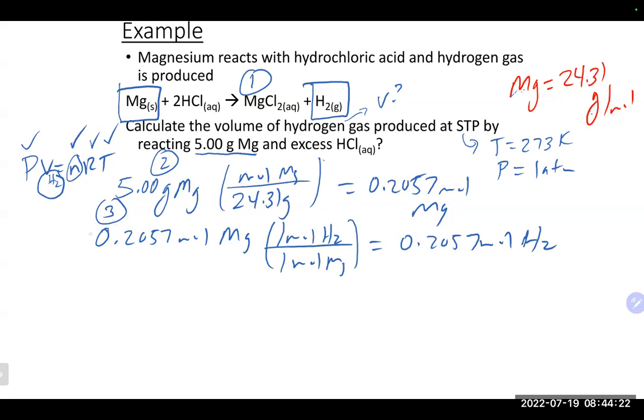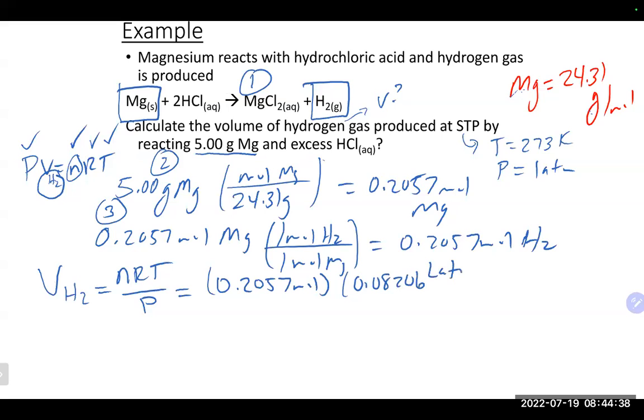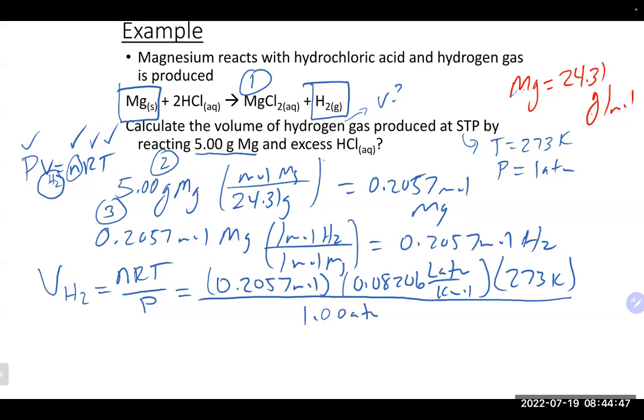So using our stoichiometry, we got ourselves the moles of hydrogen, which is the last thing that we need here. And we could use the ideal gas law to solve for volume in this case, which would be nRT over P. That would be 0.2057 moles, our gas constant, our temperature, which is 273 Kelvin, all divided by our pressure of 1 atmosphere. 0.2057 times 0.08206 times 273 gets us about 4.61 liters as our volume that we would collect.